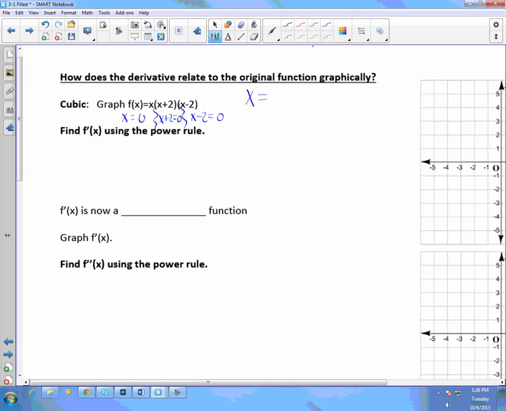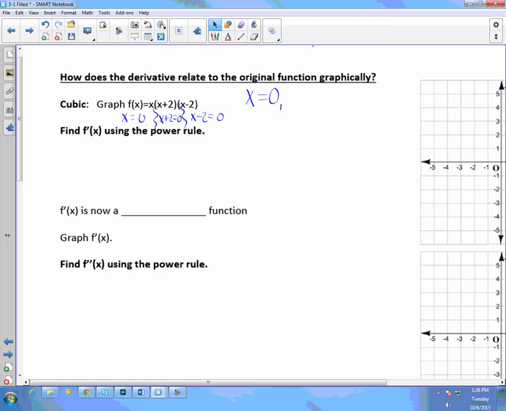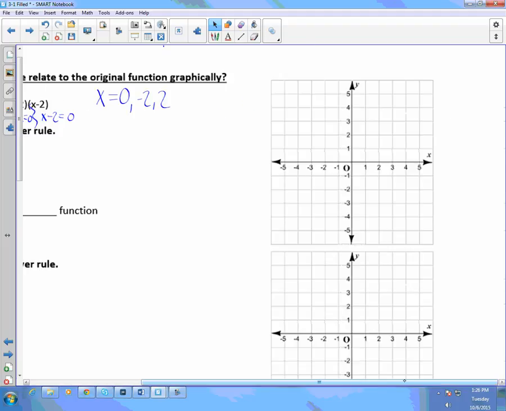We have the factors, and it tells us all of our x-intercepts. So the x-intercepts happen at 0, negative 2, and positive 2. So it's got those on the x-axis. We have intercepts at 0, negative 2, and positive 2. Okay?